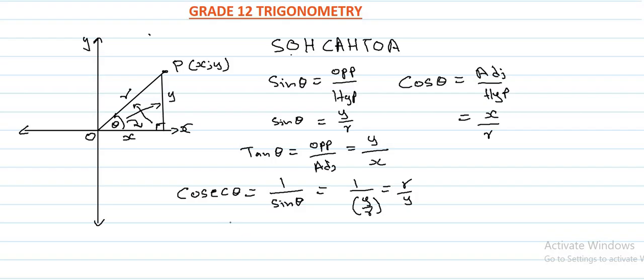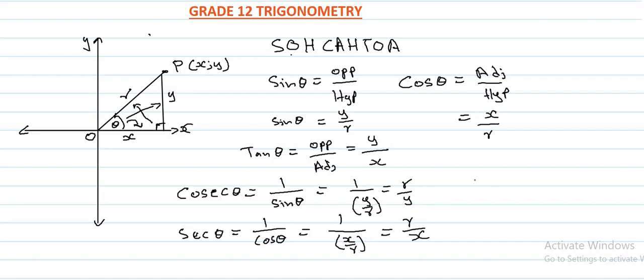Then we have the reciprocal, sec of theta, which is given by 1 over cos of theta. Cos of theta in our diagram was given by x over r. Then 1 over x over r is r over x. So sec of theta is the same as r over x.